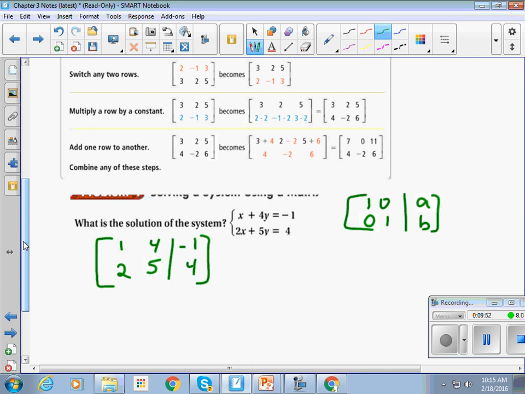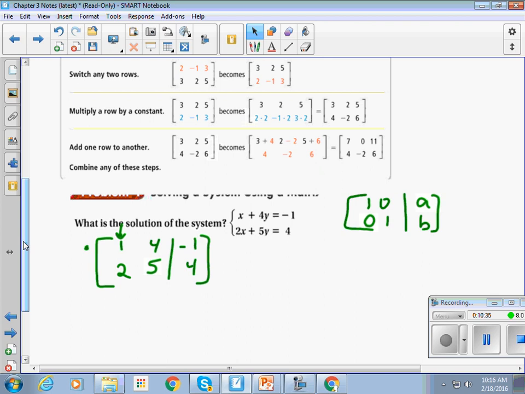So if you look at our current system, I have a 1 in the x column, row 1. So I'm in a good spot. What I want to do is eliminate this 2. So can I multiply my top row by -2 and then add it to this bottom row to eliminate the 2?